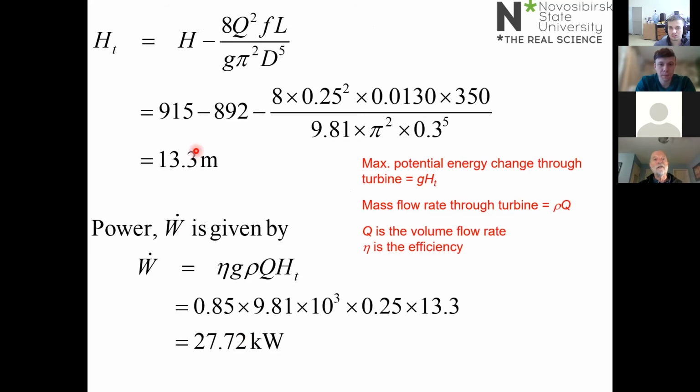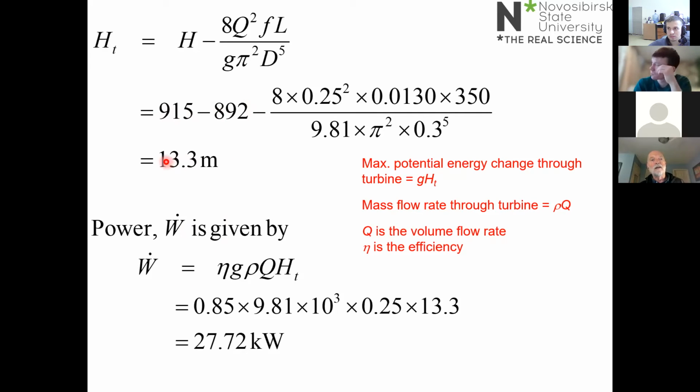So I forgot to mention before that the lower reservoir was at 892 meters. The difference in physical head is, what's that, 15 plus 8, 23 meters. And the actual available head is about 13 meters. This is a smaller proportion of the physical head difference than you get in most calculations. Typically the friction losses will be less than about 10% of the actual elevation difference.